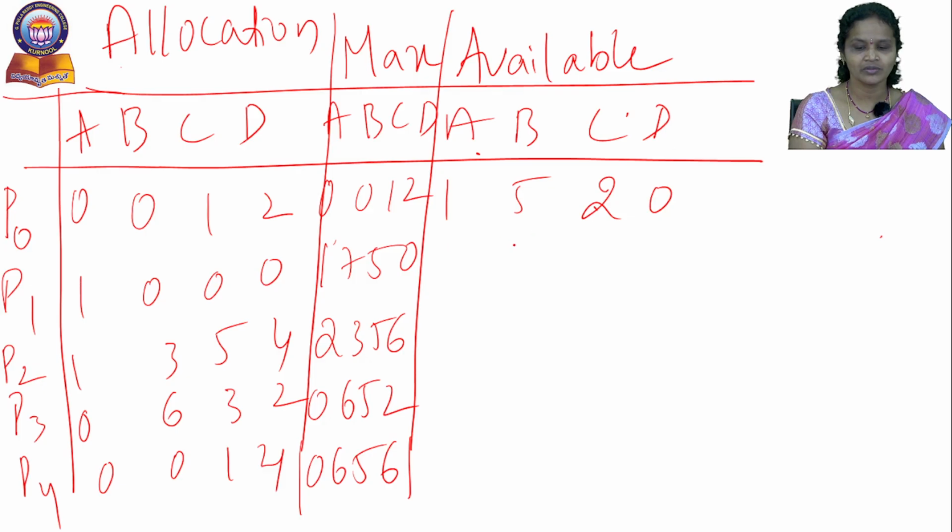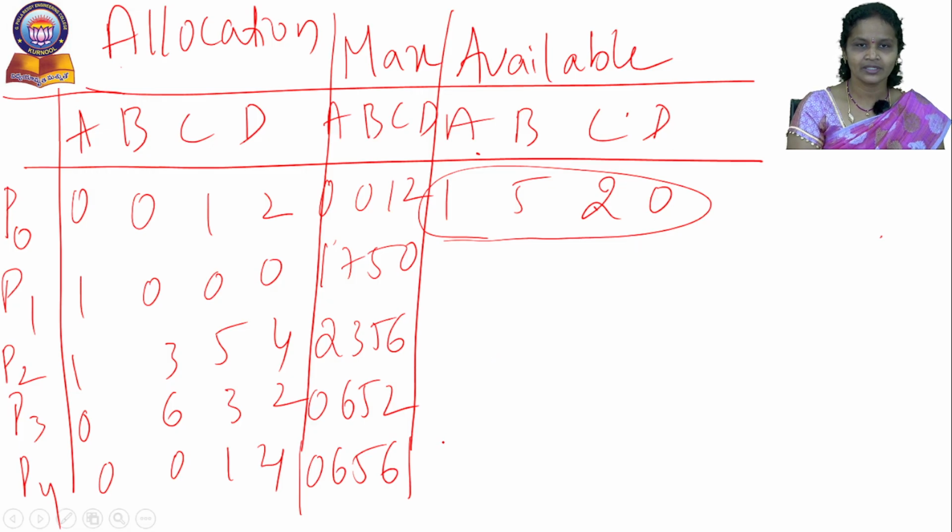Now coming to available: after we assign the resources to processes P0, P1, P2, P3 and P4, these are the number of instances that we have left. That means these are the leftover resources. For A we have 1 instance, for B 5, for C 2 and for D 0. So this is the data structure we have.